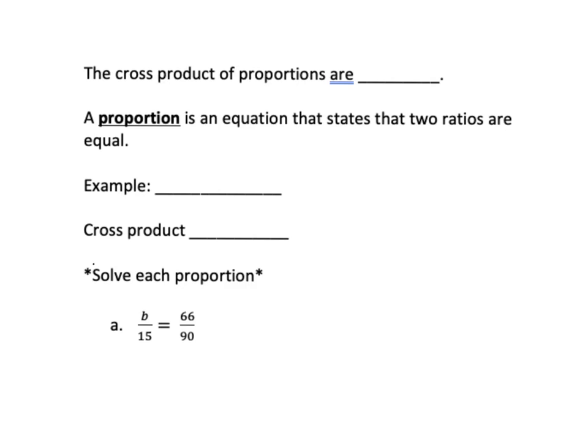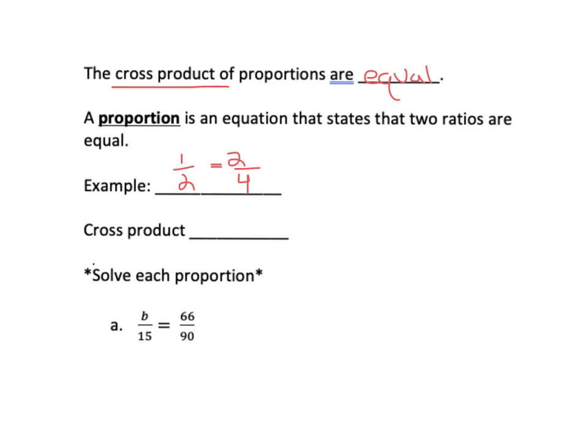So the cross product of proportions are equal. That's your first fill in the blank. It says a proportion is an equation that states that two ratios are equal. And this is an example. So a proportion would be something like this: 1/2 equals 2/4. It's the same fraction, but written in a different way.